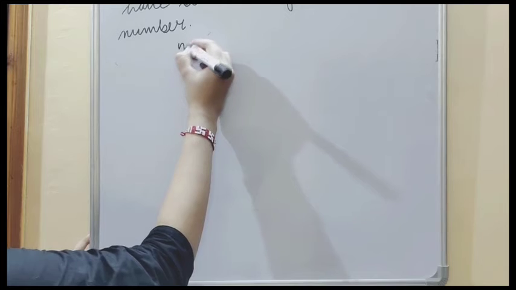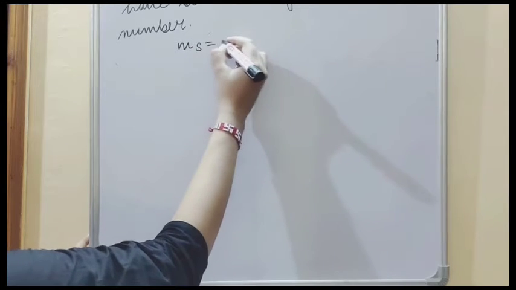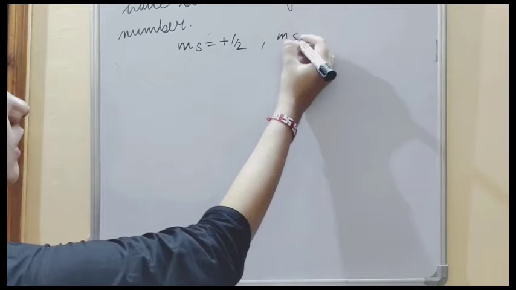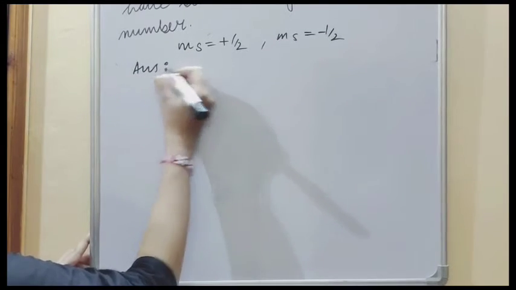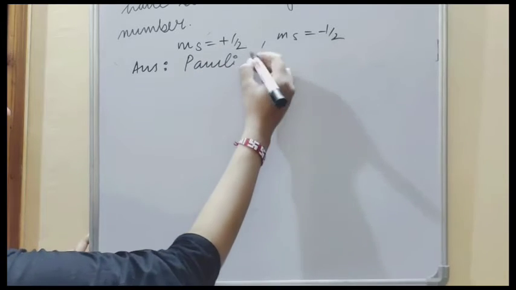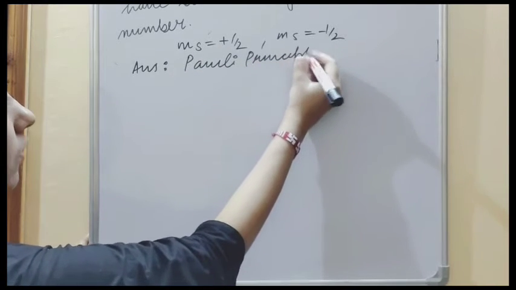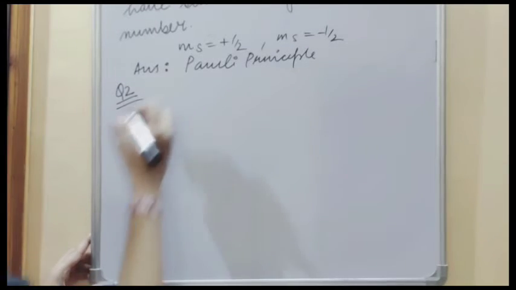So the first question is, in a given atom no two electrons have the same set of four quantum numbers. The answer for this question is the Pauli's exclusion principle, because in this principle no two sets of quantum numbers have the same value. We have known that the ms spin value is either plus half, or for the second one, negative half. So the answer for this question is Pauli's principle.